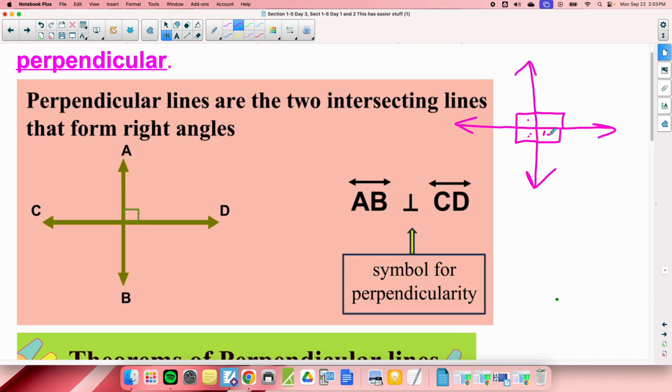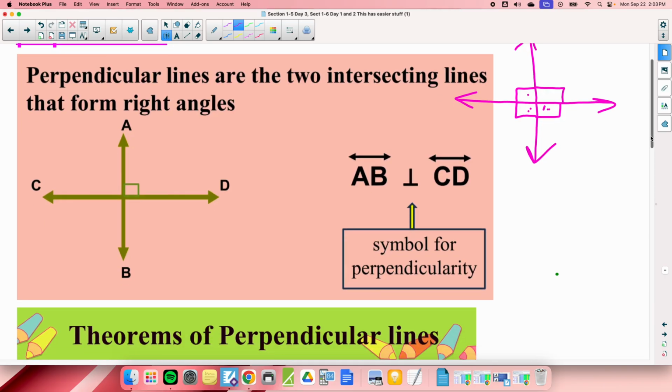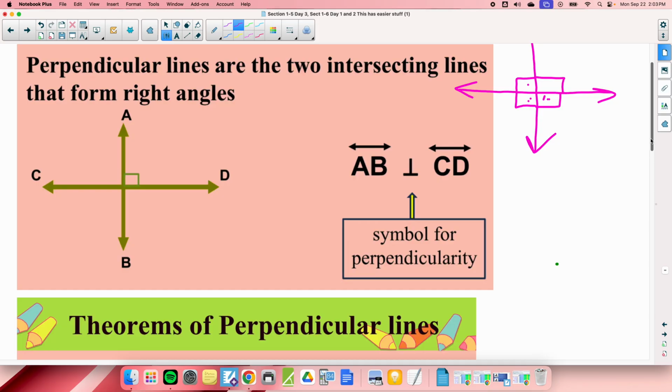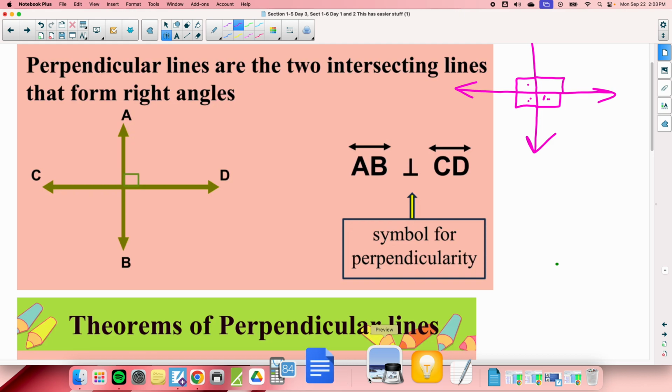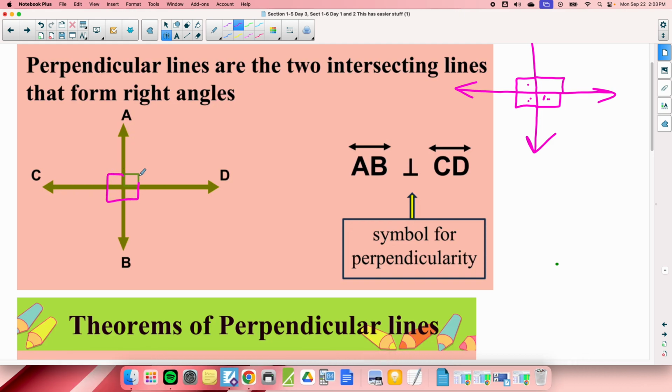So here's the deal, guys. In geometry, whenever you have two intersecting lines and one is a right angle, you can automatically assume all four of them are right angles, okay?